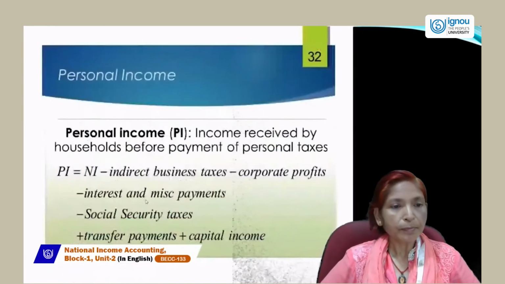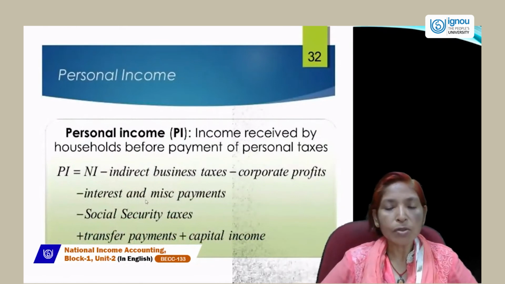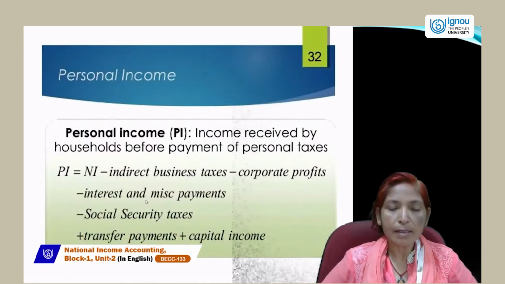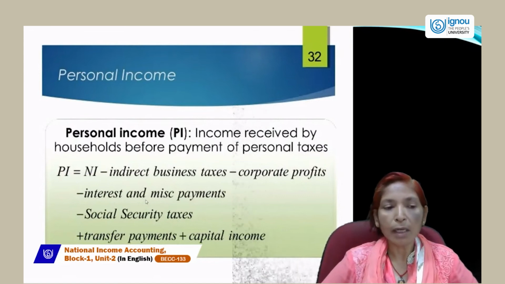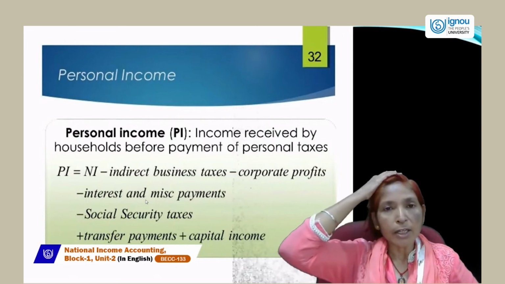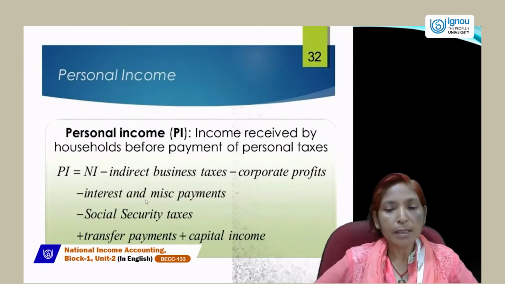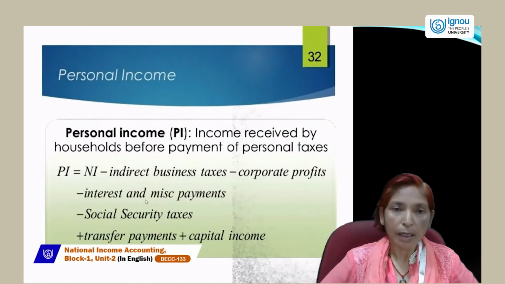Now next is personal income. Personal income is received by the person or household before payment of personal taxes. After payment of personal taxes, it will convert into personal disposable income. Personal income is estimated on the basis of national income. In national income, if we deduct indirect business taxes, corporate profit tax, interest and miscellaneous payments, and social security taxes, and if we add all transfer payments and capital income, then we can calculate personal income.